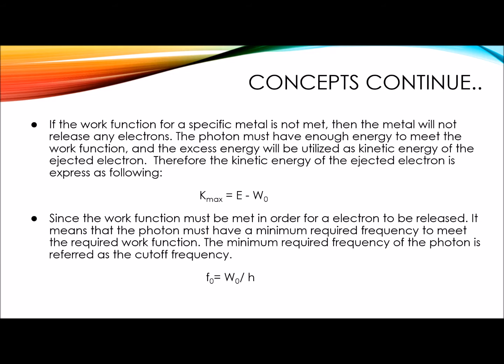Kinetic energy max is equal to the energy of a photon minus the work function. Since the work function must be met in order for an electron to be released, it means that the photon must have a minimum required frequency to meet the required work function. The minimum required frequency of a photon is referred to as the cutoff frequency. Cutoff frequency equals the work function over Planck's constant.